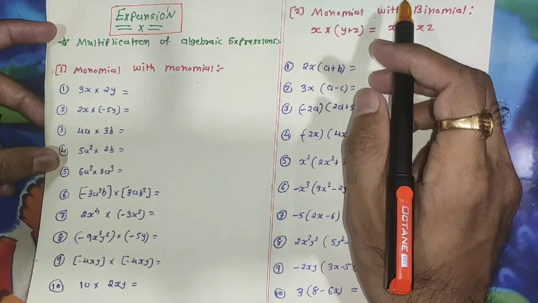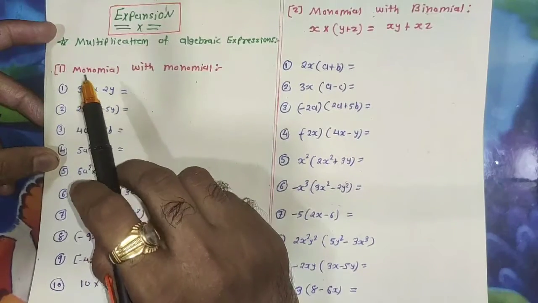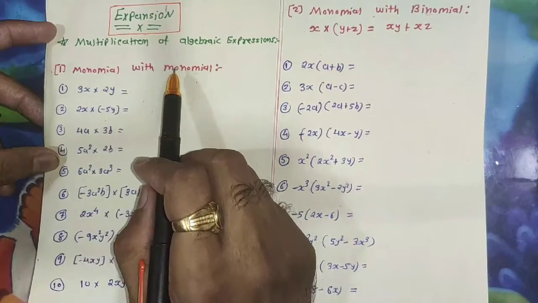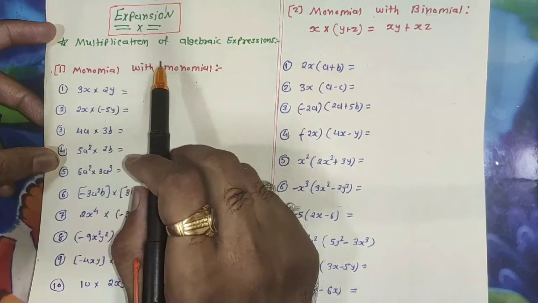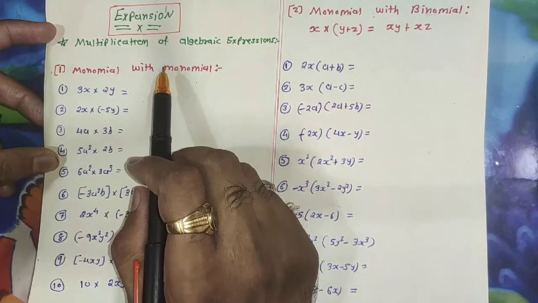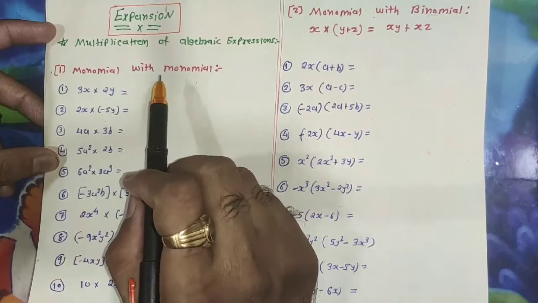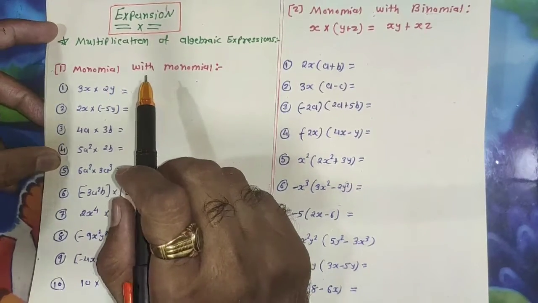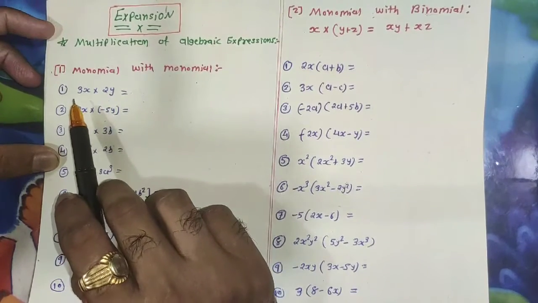For the multiplication we consider two monomials. The first type of multiplication is monomial with monomial. That means an algebraic expression which consists of only one term, multiplied with another algebraic expression which is another monomial. So the first type is monomial with monomial, one term with one term.